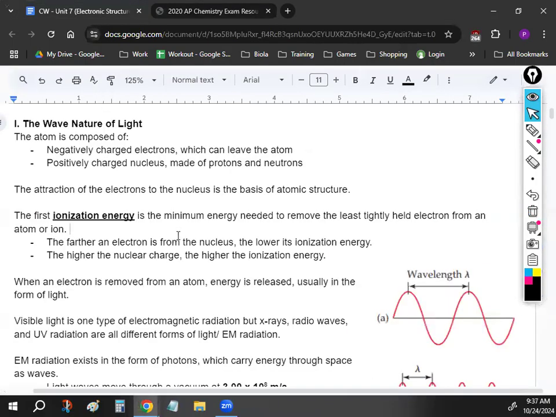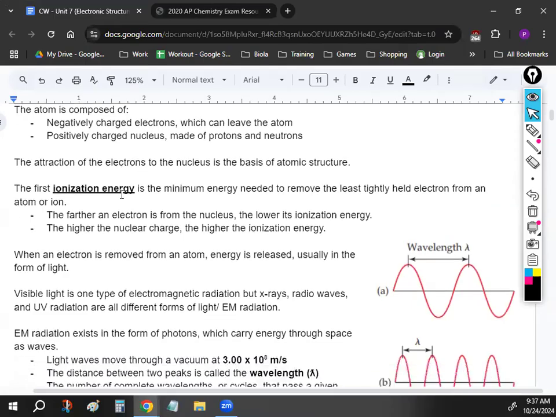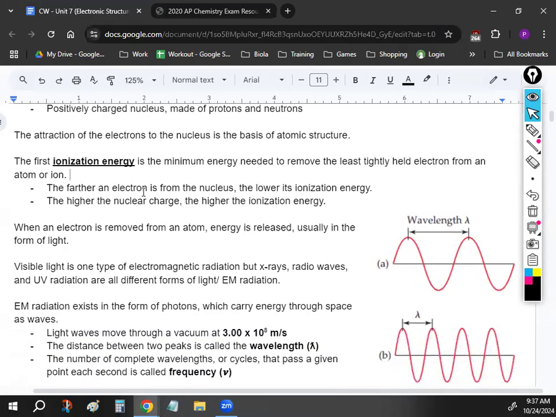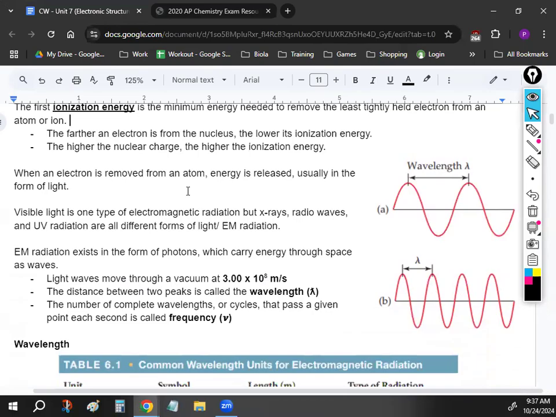Okay, so we're going to be talking about light, because light is what we're usually talking about when we talk about ionization. When we talk about putting energy into an atom, we're usually talking about putting light energy into the atom. So if you took physics, this is going to be a review, but if not, it's okay. We're going to go over all the information that you need from here.